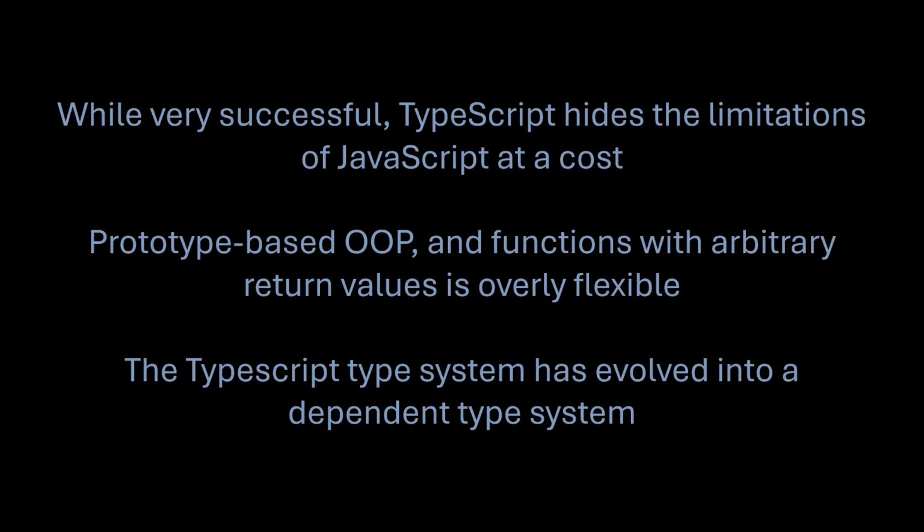The first thing about it is that JavaScript itself uses prototype-based OOP, and functions for arbitrary return values in this case often end up being overly flexible. And where this comes up is that in order to handle this flexibility, the TypeScript type system itself has evolved to what could be called a dependent type system. Not a certified dependent type, but a dependent type system. I won't go into the theory of that because it's actually very complex. But basically, a dependent type system can be vastly more complicated than what we are used to in terms of types.